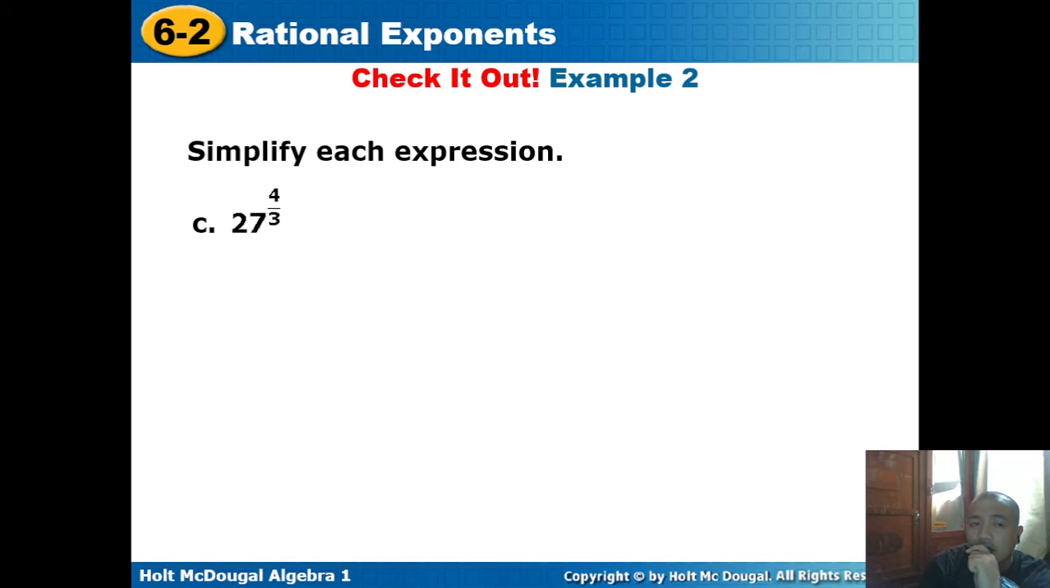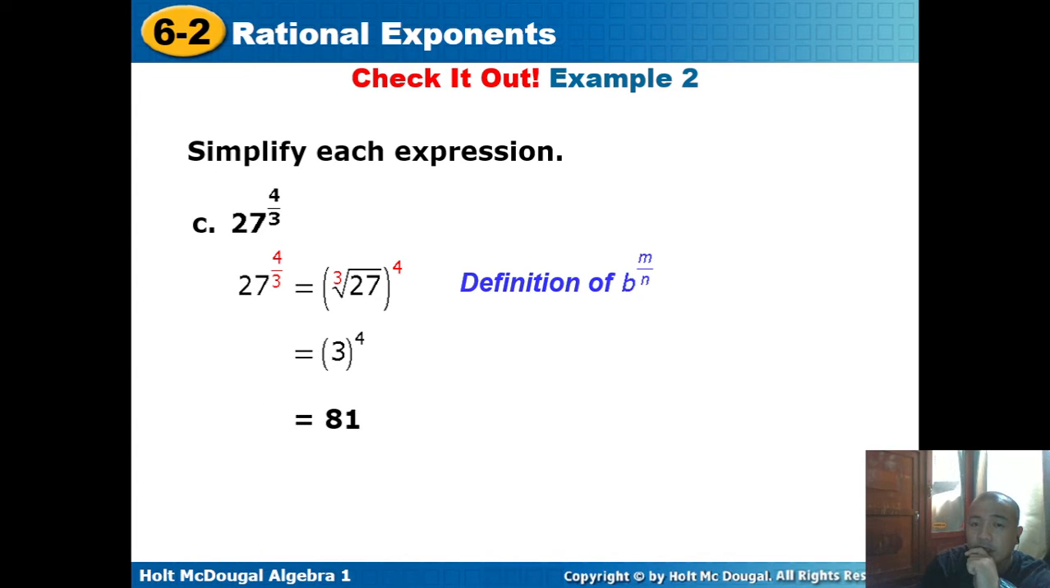Okay. Another, letter C: 27 raised to 4/3 means, okay, the 3 is the index. It can be written as the cube root of 27, raised to the 4th power. So inside the parentheses, that's the definition of b raised to m over n. What's the cube root of 27? That's 3, raised to the 4th power. And what is 3 raised to the 4th power? 81. 3 times 3, 9. 9 times 3, 27. 27 times 3, 81.